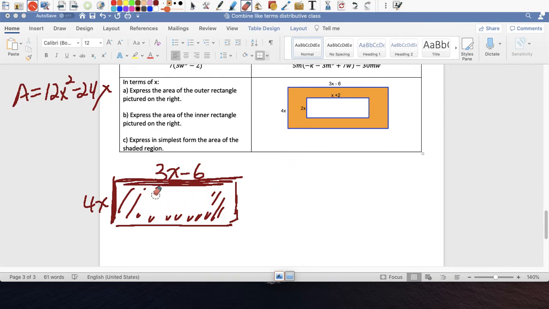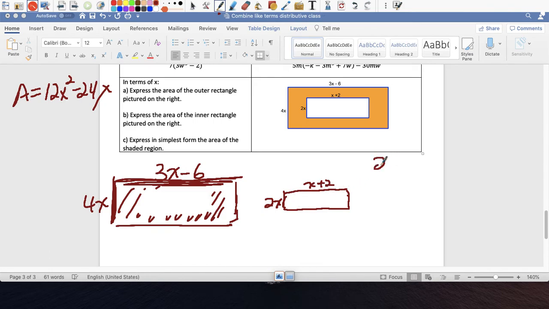So how much did we just erase? Well, the area that I just erased was this smaller rectangle. And the smaller rectangle is represented by 2x over here and x plus 2 over here. So let's find the area of this small rectangle.